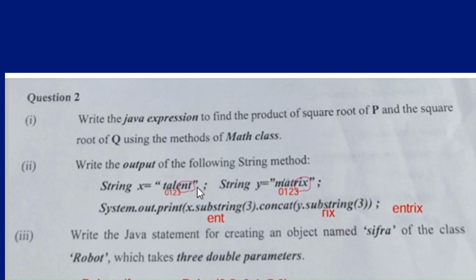So concatenate means it will append two strings. This is ent plus rix is entrix. So output is entrix.